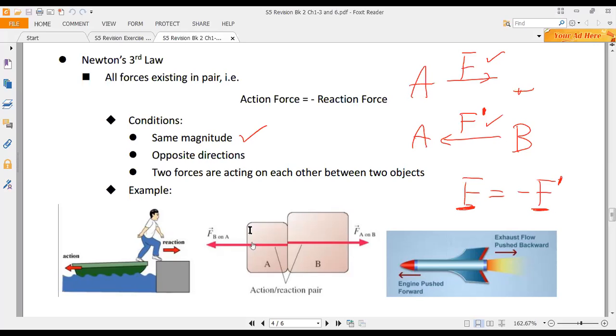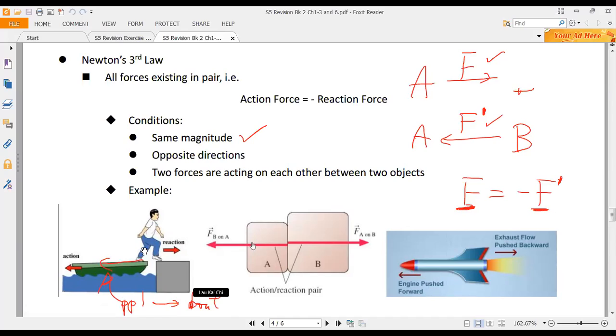So we see in this case, when the person steps on this platform, in fact, he would be kicking the boat backward. He would exert a force on the boat. This force is from the person to the boat.